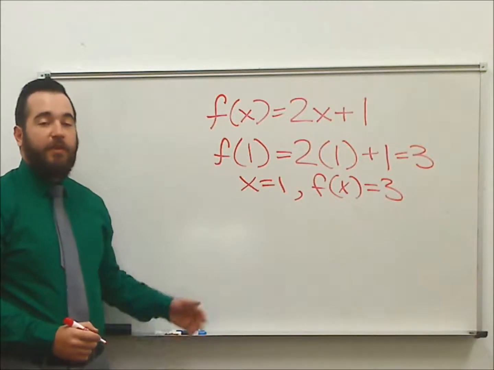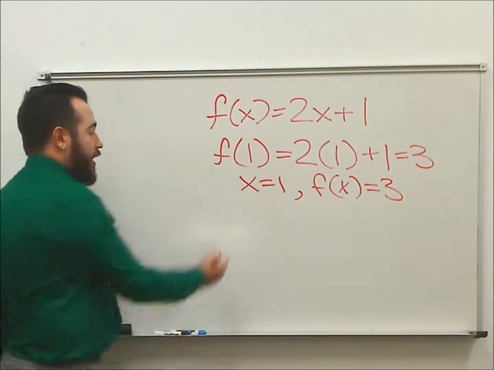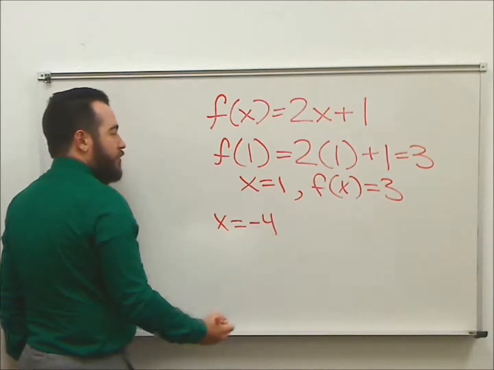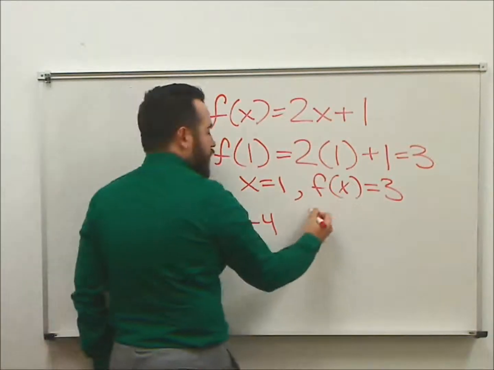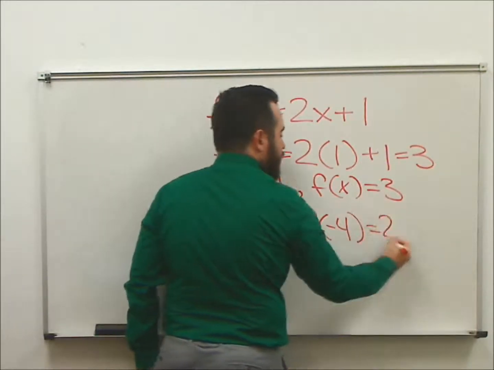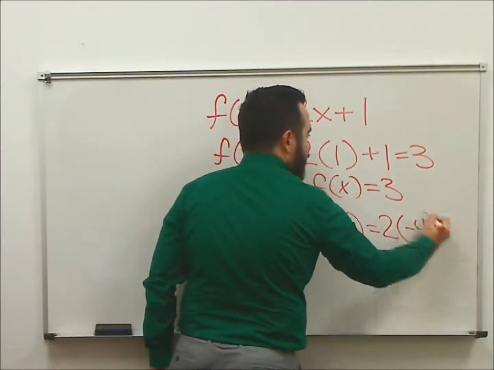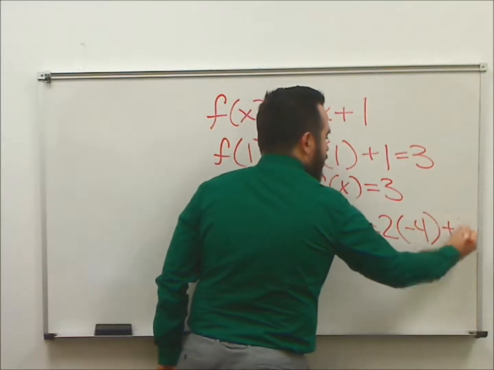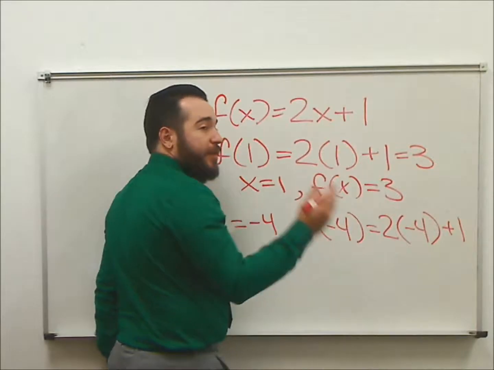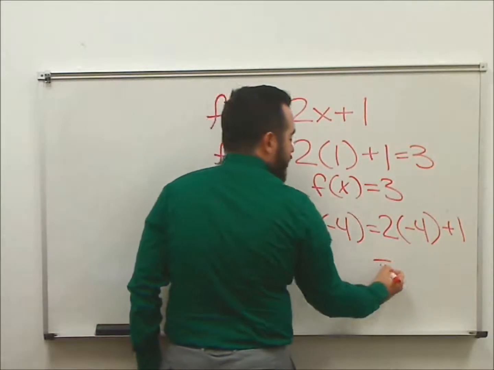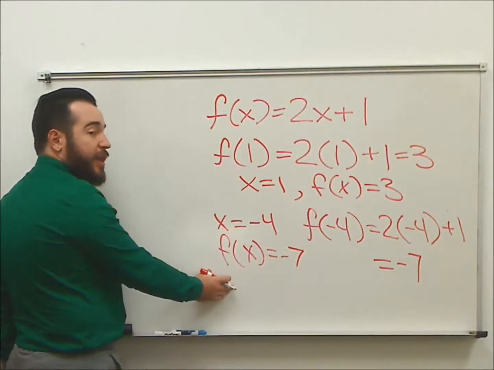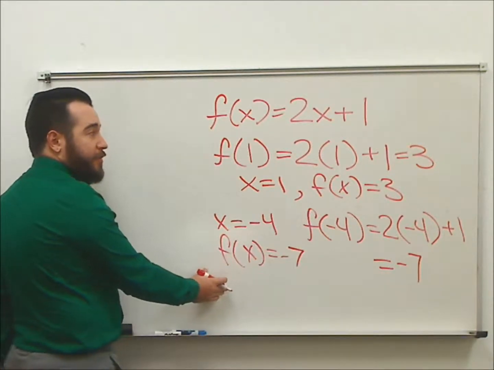All right, let's evaluate the function at x equals negative 4. f of negative 4 is equal to 2 times negative 4 plus 1. 2 times negative 4 is negative 8, plus 1 is negative 7. So then you have f of x equals negative 7.